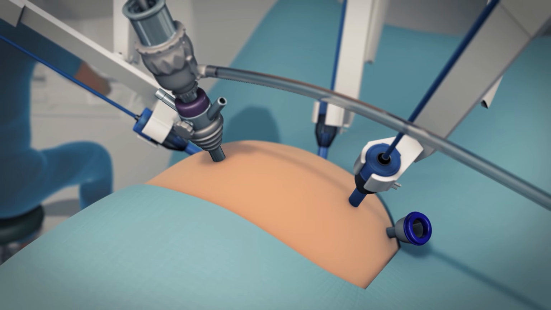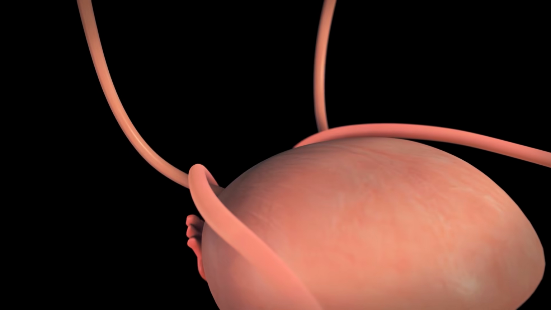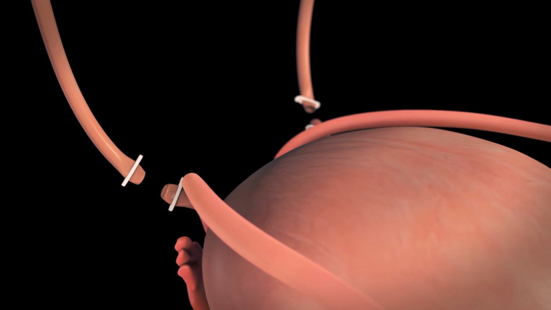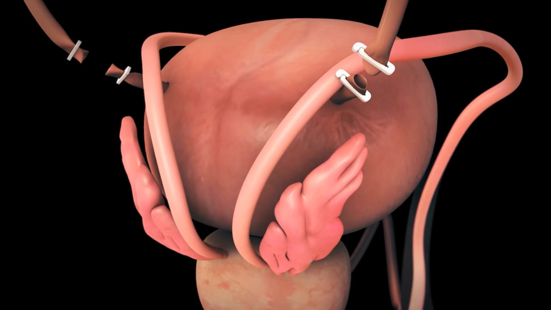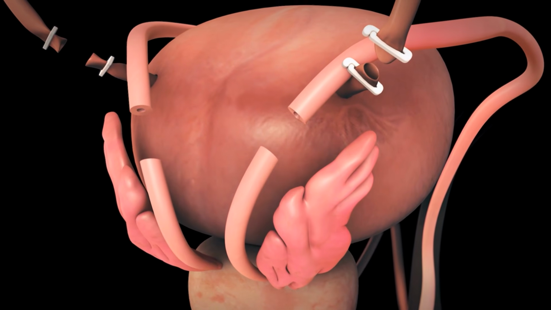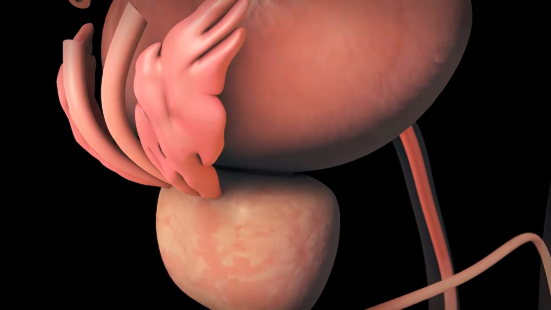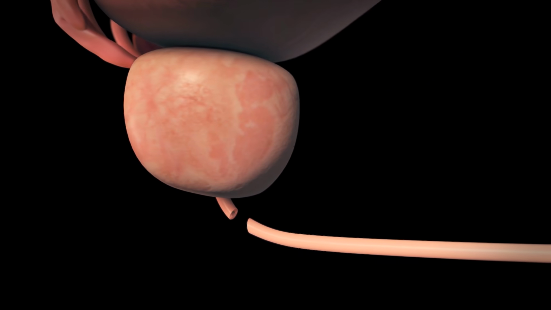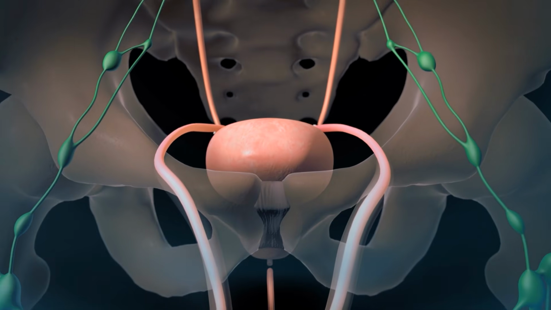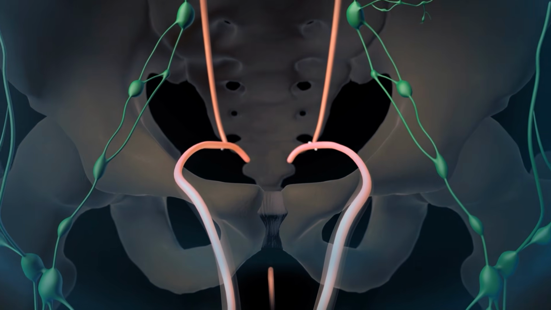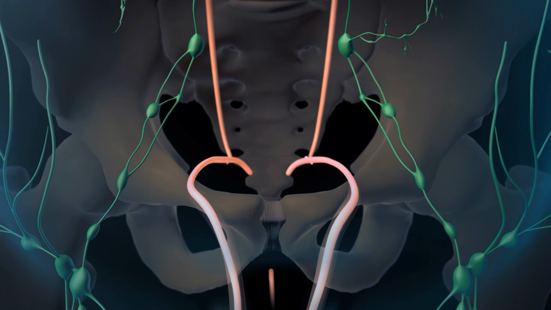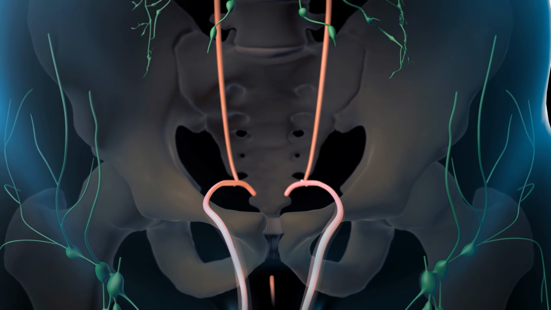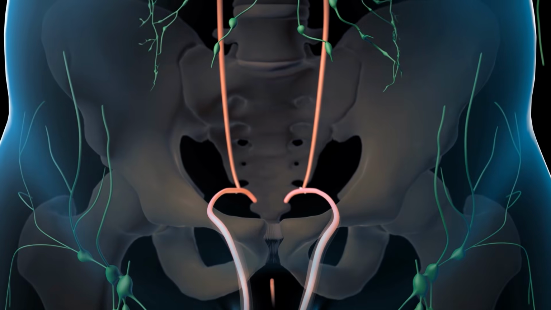With the robotic arms in position, your surgeon will cut both ureters near their connection to your bladder. Each vas deferens will be cut. Then your surgeon will cut your urethra just beneath your prostate. These cuts free your bladder and prostate so they can be removed. Lymph nodes near your bladder and prostate will also be removed to determine if your cancer has spread.